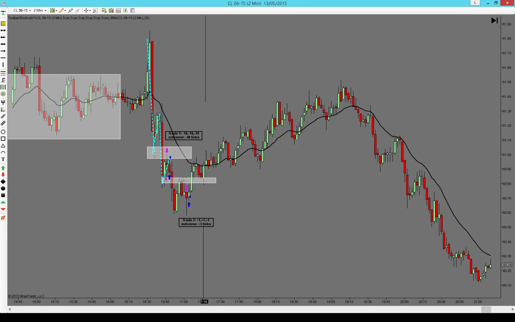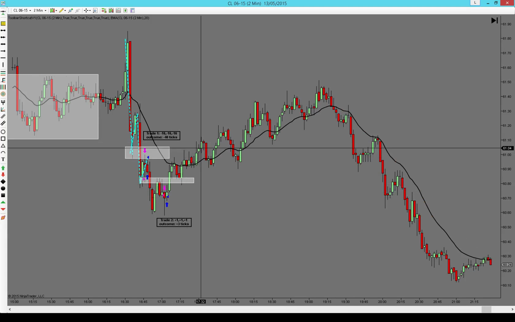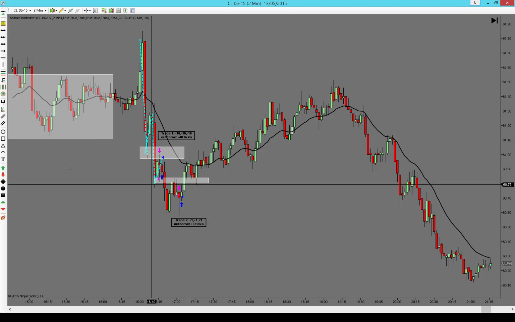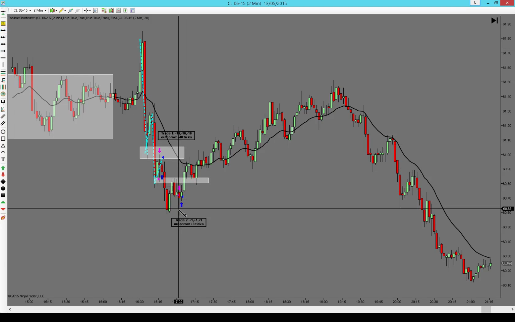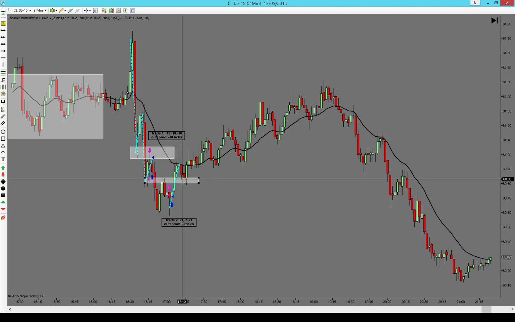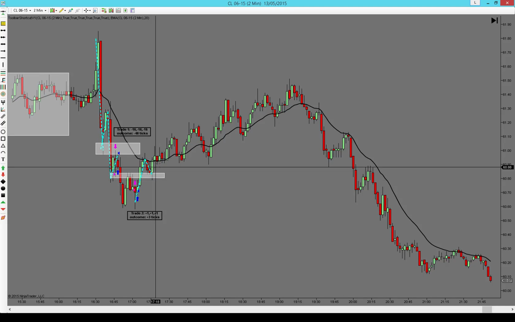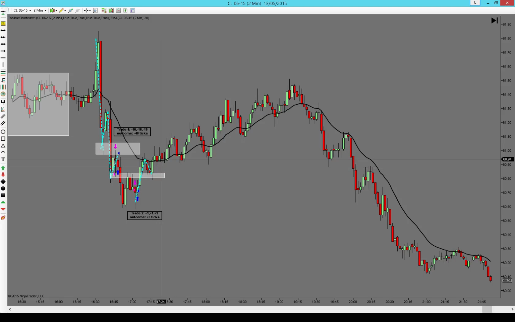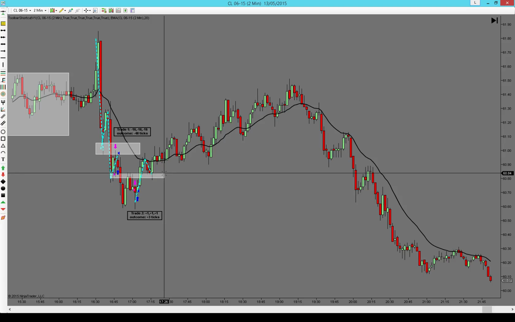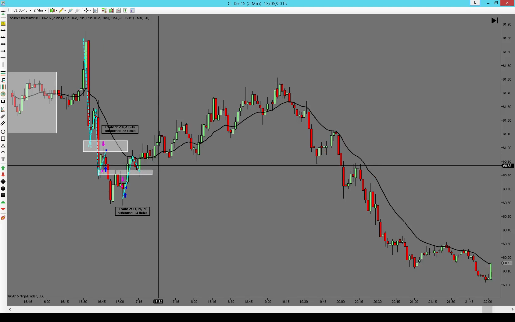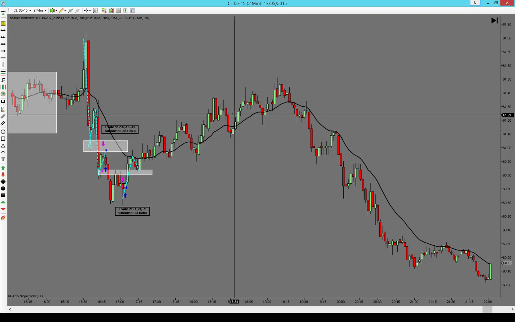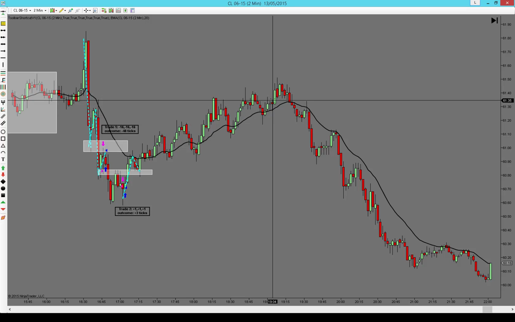After that we were looking for a long setup in this area here. We had a break after this trade. We had the break of the resistance level, and we had the pullback back into it. But there was no valid setup here. We needed a second test of support, and there was no second test. So no valid entry here. And after that, it was basically over.